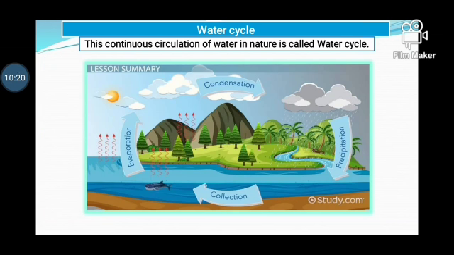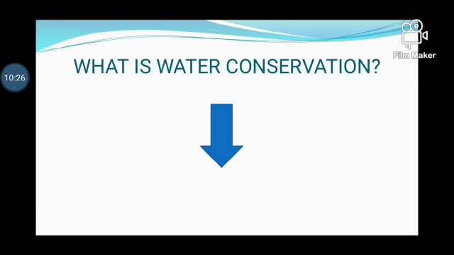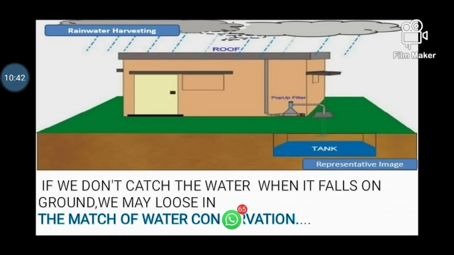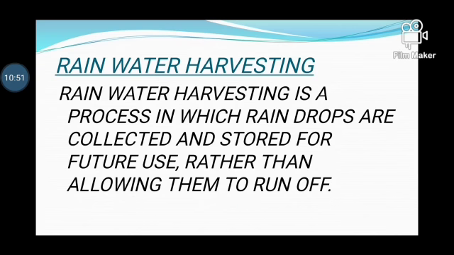Now, the water cycle. This continuous circulation of water in nature is called the water cycle. What is water conservation? Careful, economical use of water without wasting it is called water conservation. The main way to conserve water is rainwater harvesting. If we don't catch the water when it falls on the ground, we may lose the chance of water conservation.